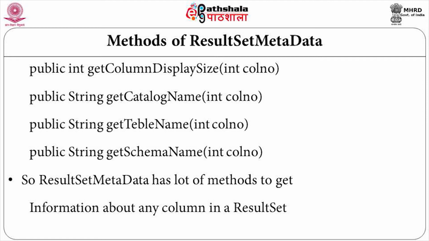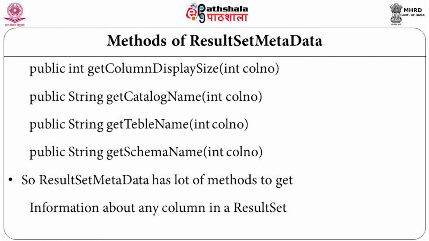Now, many times you might like to see the mapping here. For any particular column, maybe I'm interested in knowing what is the most appropriate Java type. For that, we have a method called getColumnClassName, which takes the column number and returns a string: the name of the Java class which is most appropriate for this particular column's SQL type. So we have these kinds of methods.